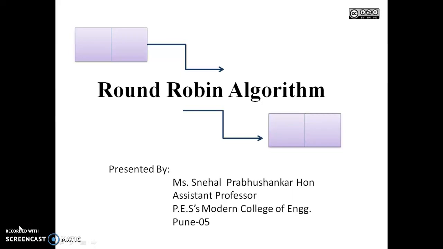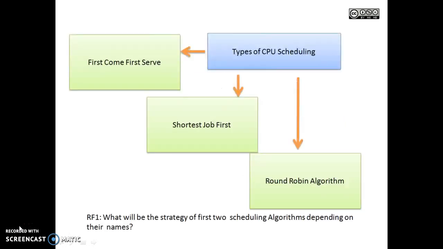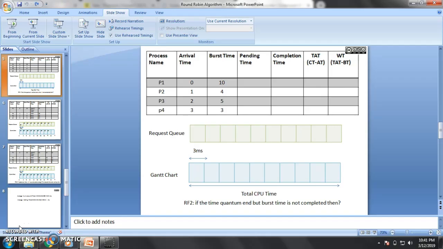Hello everyone. Today we are going to learn how to solve a scheduling algorithm problem based on the round robin algorithm. Okay, so now we have to see how to solve that problem.